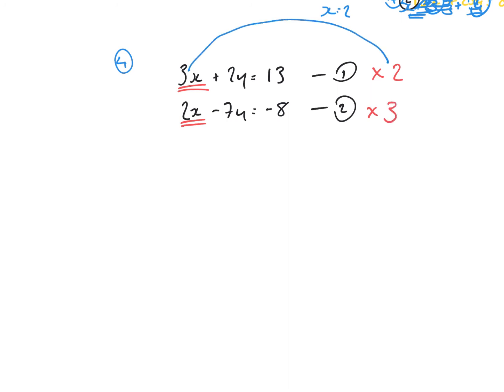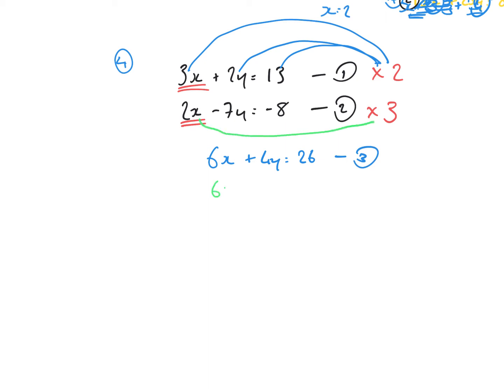3x times 2, 6x. 2y times 2, 4y. 13 times 2, 26. That's equation 3. 2x times 3, 6x, minus 7y times 3 is minus 21y. Minus 8 times 3 is minus 24, and that's equation 4. I can see that the signs are both the same, they're pluses, so signs same, subtract.